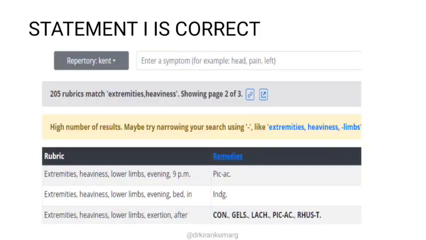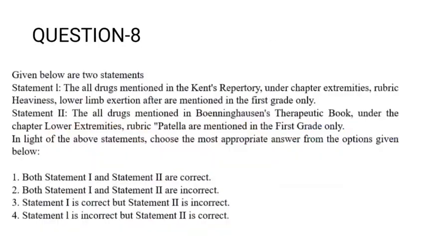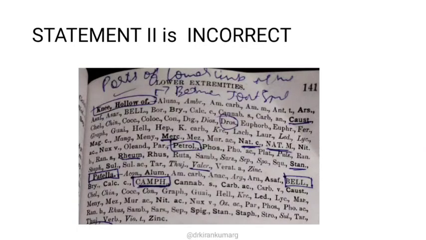So statement 1 is correct. Okay, moving on to the next statement: all the drugs mentioned in BTPB under the chapter lower extremities, rubric patella, are mentioned in the first grade only. So similarly in the BTPB, this question is a combination of repertory, where the first statement is of Kent's repertory and the second statement is of BTPB repertory. Whereas in the lower extremities patella, not all remedies are mentioned in the first grade only.